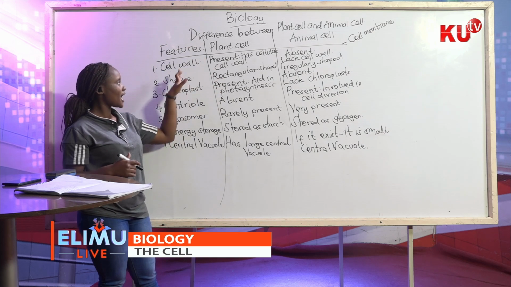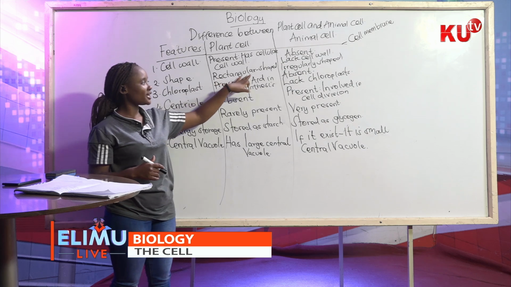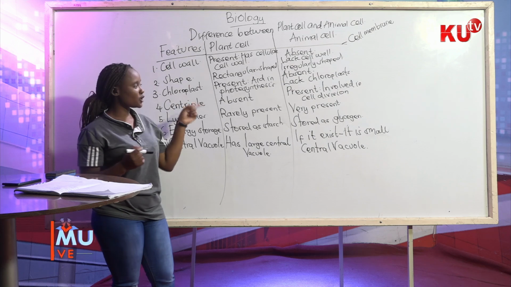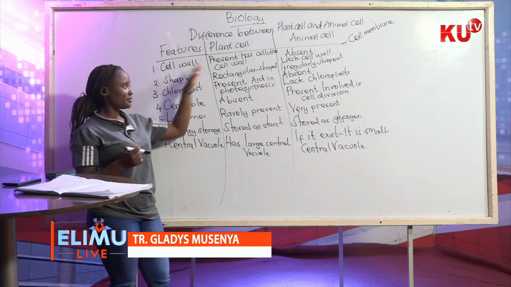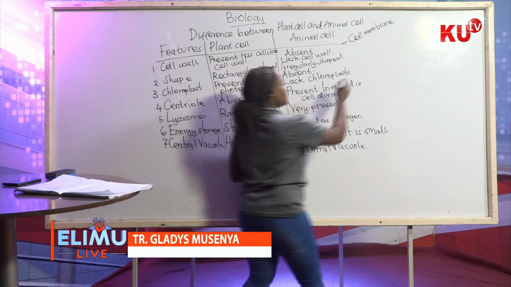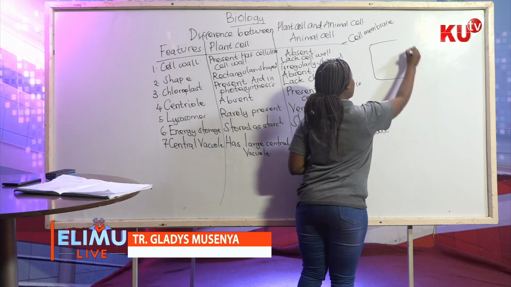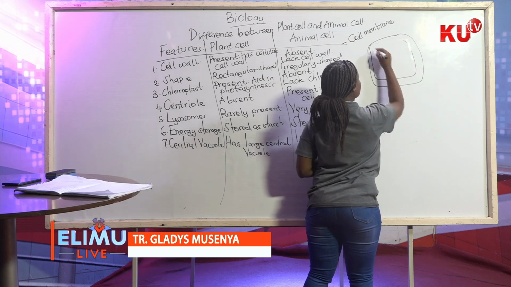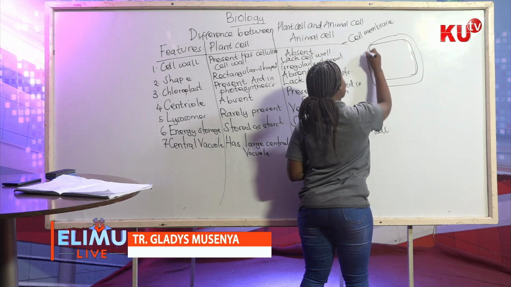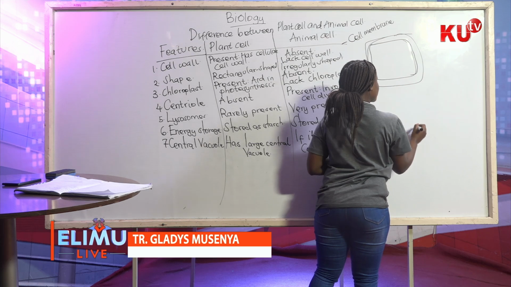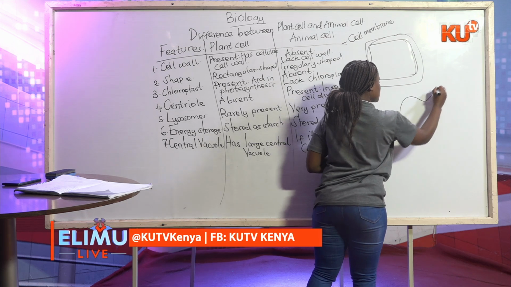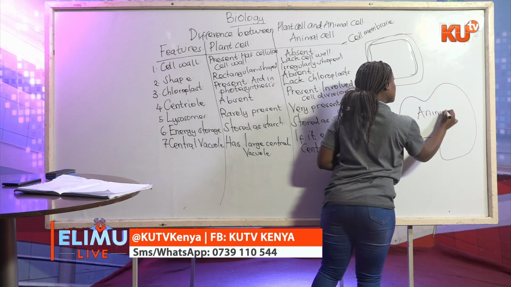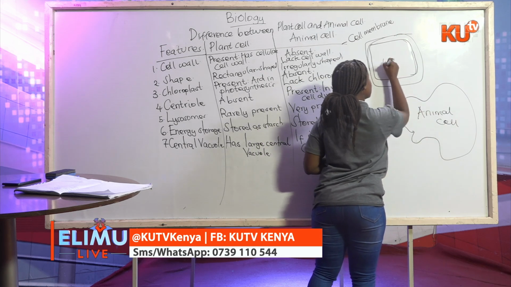Then in the shape, the plant cell is rectangular in shape, while in animal cell it is irregularly shaped. The shape of the plant cell is rectangular. It has these sides. That is the plant cell. For the plant cell, it is rectangular. And for the animal cell, it might come to this. This is the animal cell, and this is the plant cell.